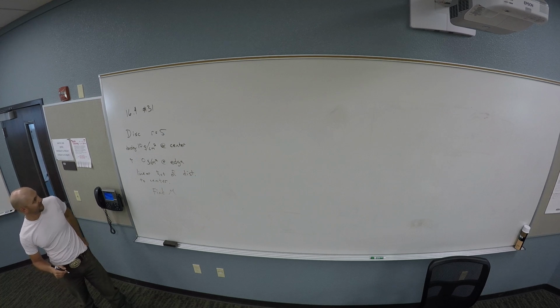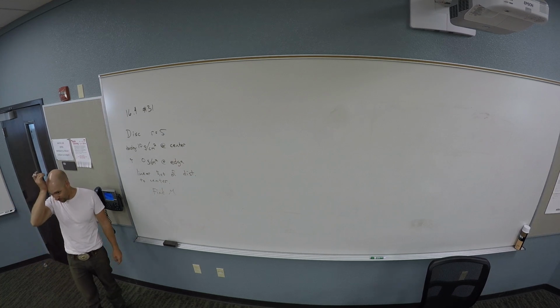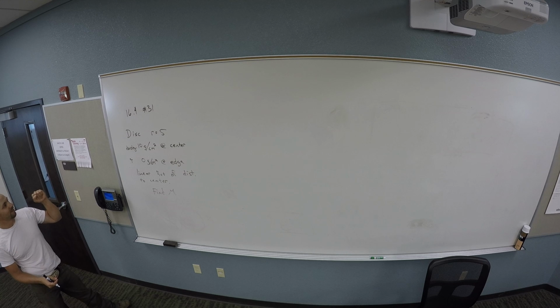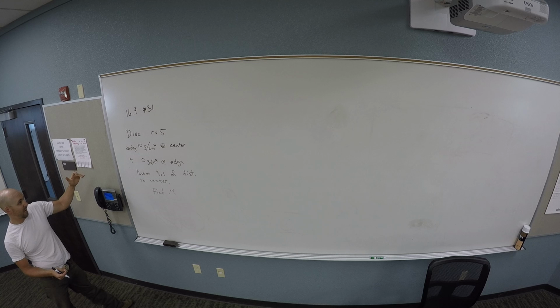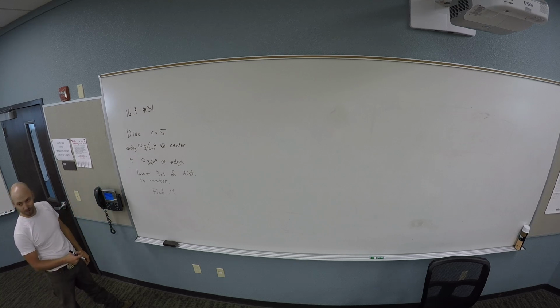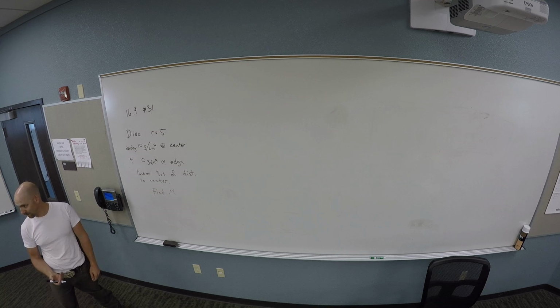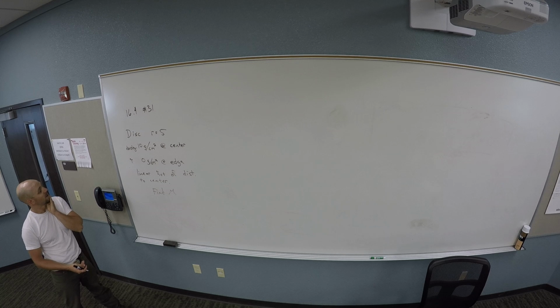See if we can find the mass of a disk. So 16.4 times 31 says I've got a disk of radius 5 with density 10 at the center, 0 at the edge, and they said density is a linear function of distance to center, right? Okay, so if I'm trying to find the mass, what do I first need?